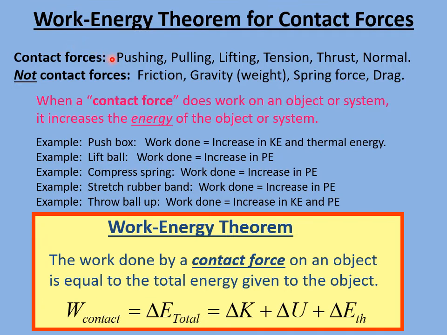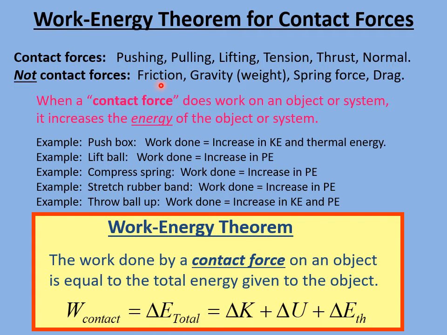So for example, whenever you push on something or pull on something, whenever you lift something, whenever there was tension from a rope or a cable or a string, thrust is a contact force because we're basically pushing on the object directly. And the normal force is considered a contact force because, of course, normal force is when an object is in contact with a surface.